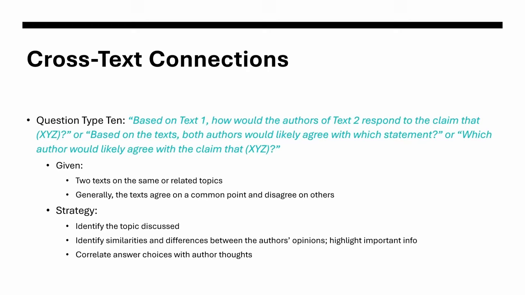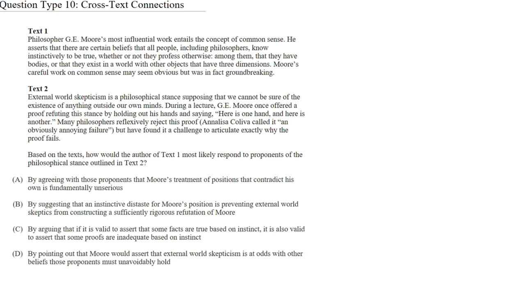Let's take a look at a practice question. Let's take a look at question type 10, cross-text connections. Based on the text, how would the author of text 1 most likely respond to the proponents of the philosophical stance outlined in text 2? Take a second and see if you can answer this question. The answer here is going to be D.